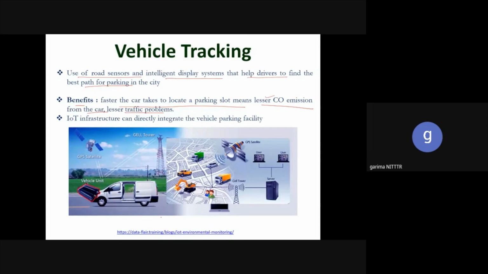As you can see in this diagram, we have a vehicle unit, a cell tower, and GPS satellites, and they are connected together, getting the information and giving that information to the user, so that the user can easily identify the parking slot, and it can easily be integrated with the vehicle parking facility. So the utilization of this IoT infrastructure is going to help in one way or another to have the management.